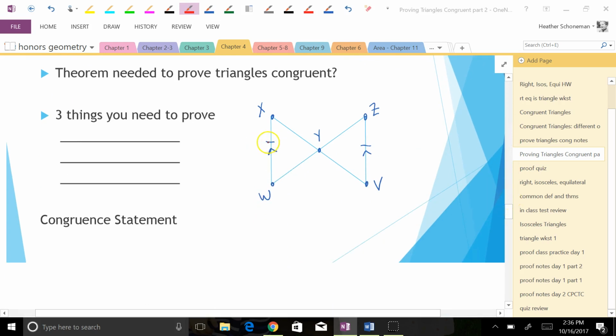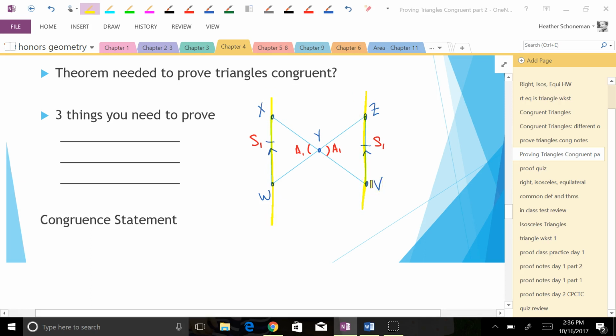As I'm looking at this picture, this dash means that I have a congruent side, so that's one fact. I've got the vertical angles. Those are kind of easy to name. That's the second fact. So now I need the third fact. Well, the third fact comes from the fact that I have parallel lines. So here's a parallel line, and here's a parallel line.